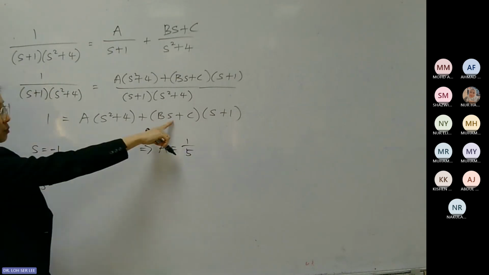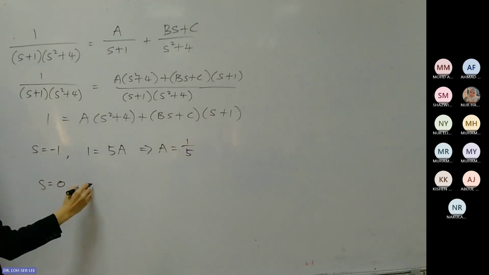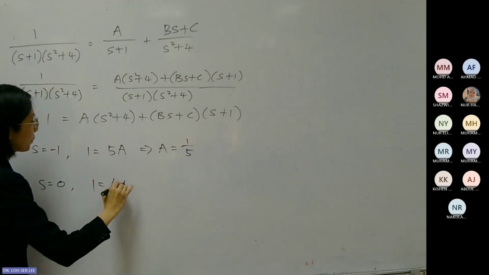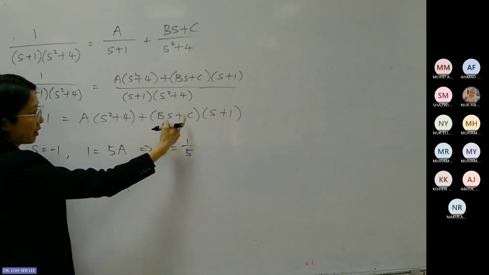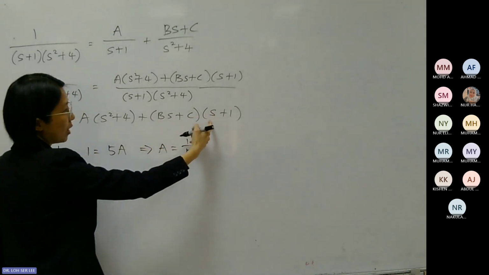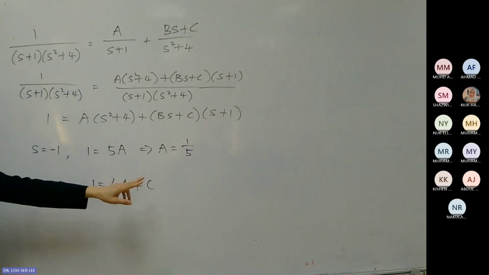Okay, when s is 0, that means B is gone. Substitute all s by s equals 0. On the left, we have 1. On the right, 0 plus 4A, we have 4A. Here s is 0, so this is 0. We have only C. C times s is 0, 0 plus 1 is 1, 1 times C plus C. So with the value of A, you get C.